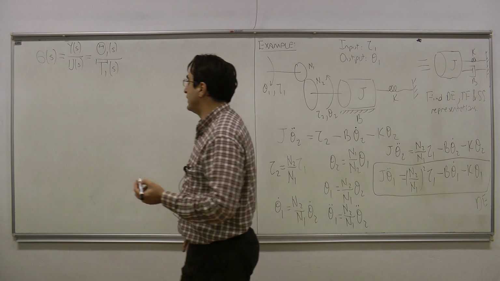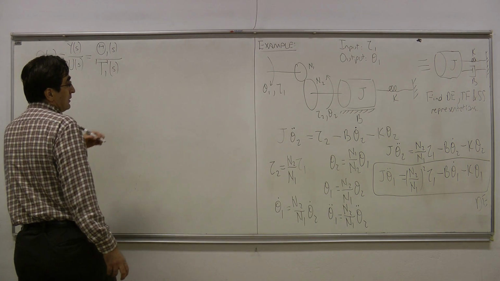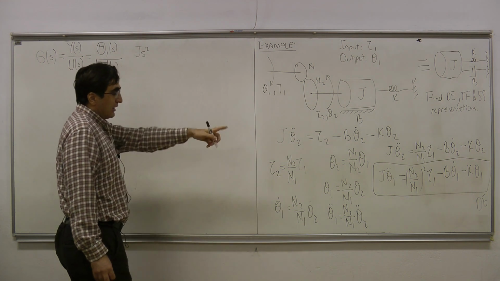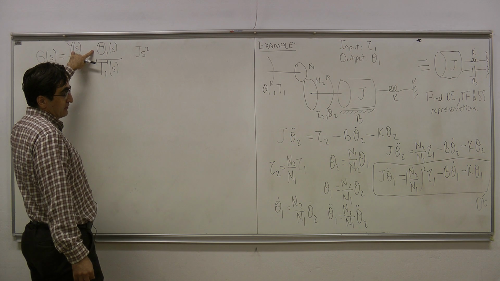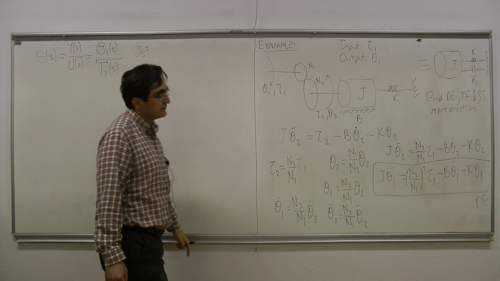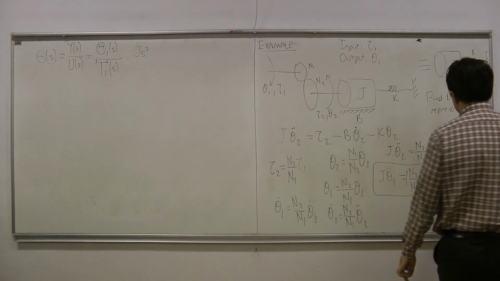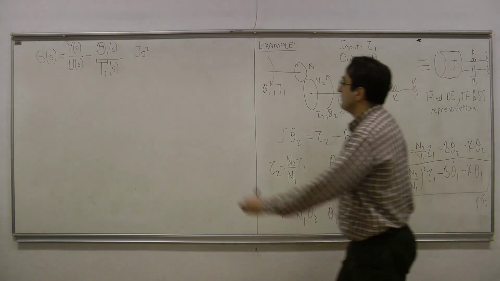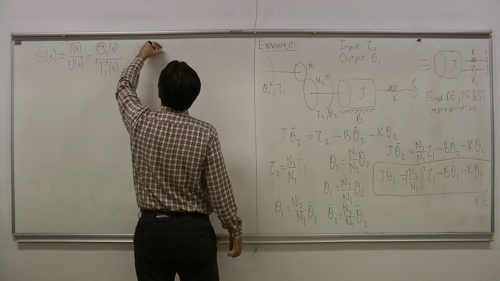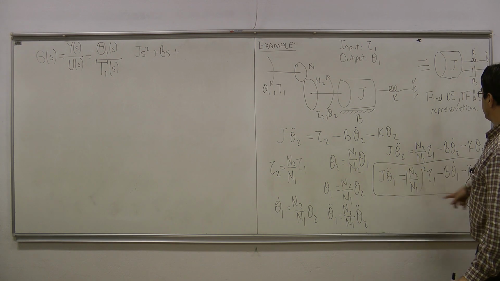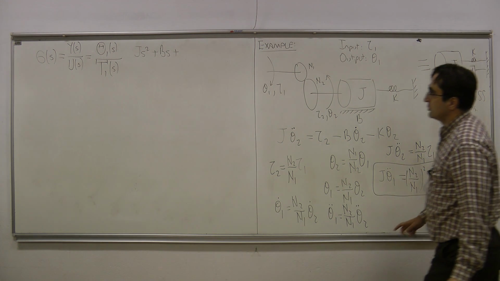and second derivative is multiplication by s squared, etc. So I have j times s squared. I will multiply it with capital theta 1 of s, but let us keep this like this, and try to take care of the other terms. I have this one is minus b s theta 1 of s. This is going to go to the other side, plus b times s, plus this is going to go to the other side. This is k times capital theta 1 of s.